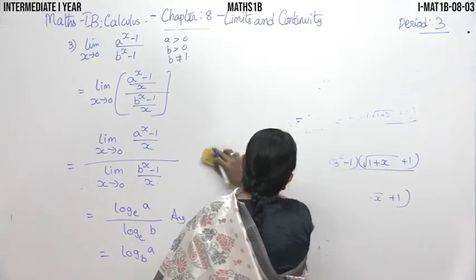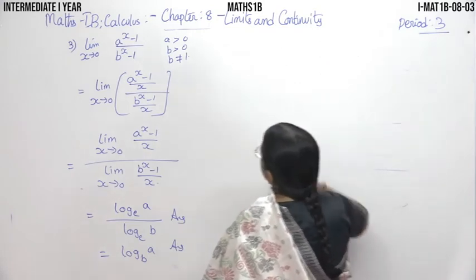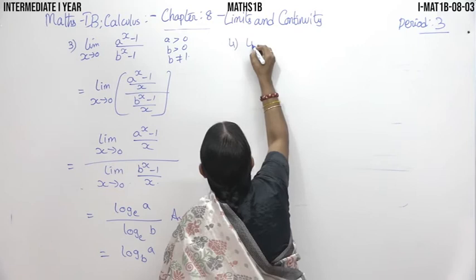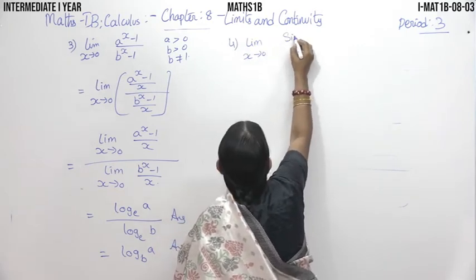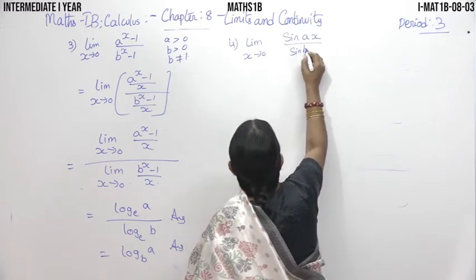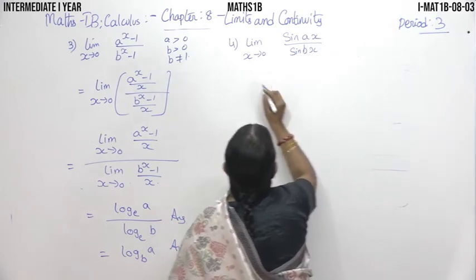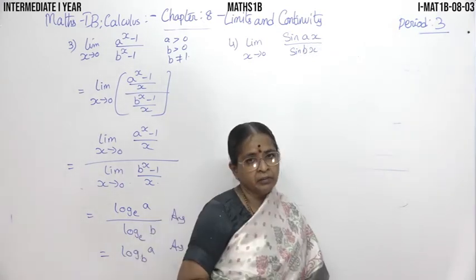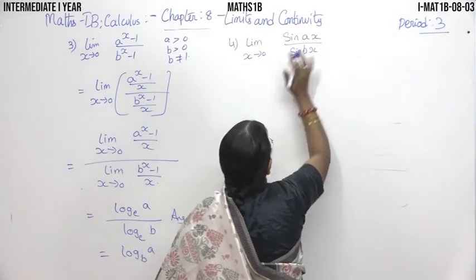Now the next problem is, fourth problem, limit x tending to 0 of sin ax by sin bx. So again when I substitute, it is 0 by 0 form only. We have the standard limit as sin x by x. Sin x by x should be there.